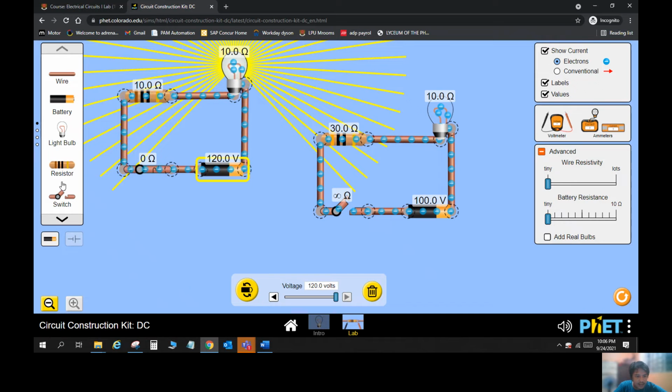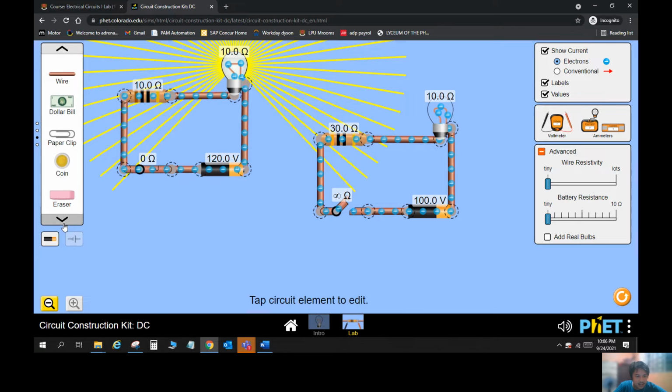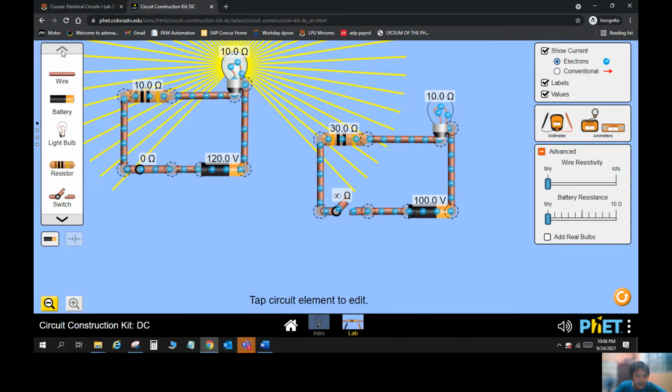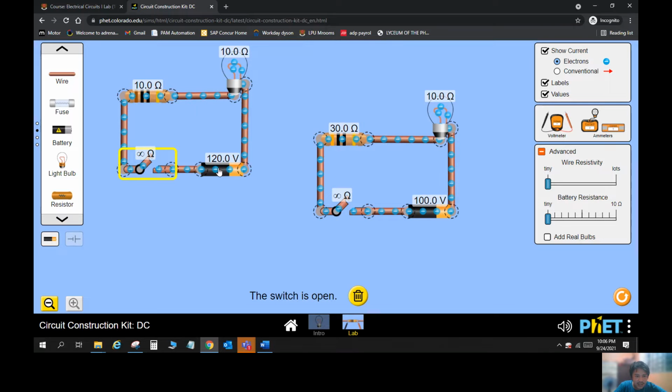I'm sorry, but I think there might be some problems here. Maybe this one. Okay, mali pala tayo nang lagay dito ng battery. So this battery is maybe much more powered siya. So open muna natin yung circuit natin. Then try to use this one.